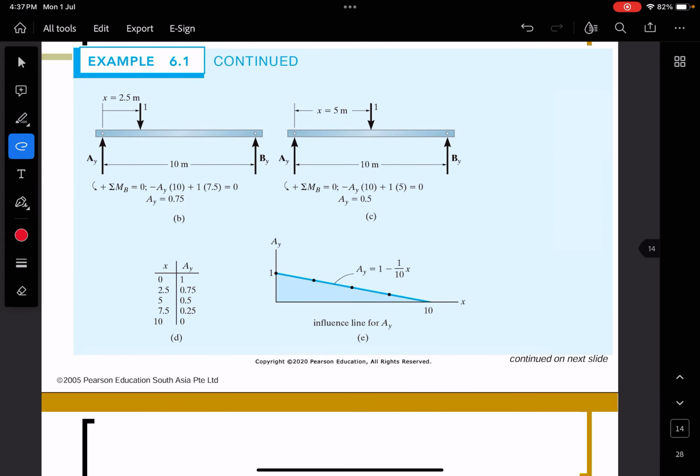You can see here x equal to 0, so put this 1 unit load, and then you can determine the value for AY. Do the summation of moments at B, and then you can get AY. What is AY? Automatically you know AY is equal to 1, and then you move the 1 unit load to x equal to 2.5 meters.